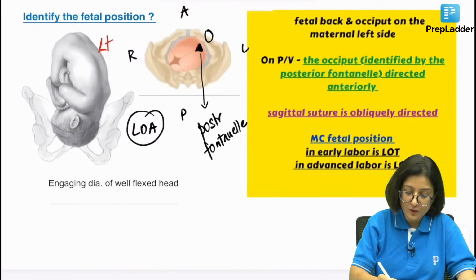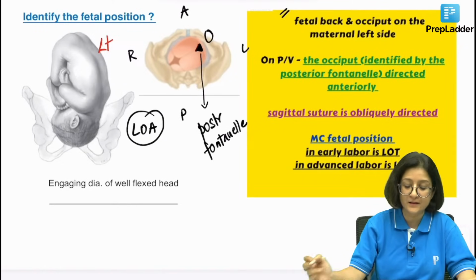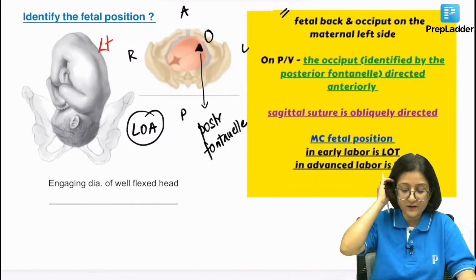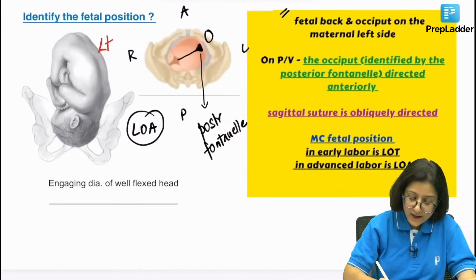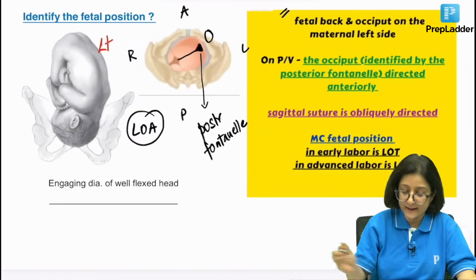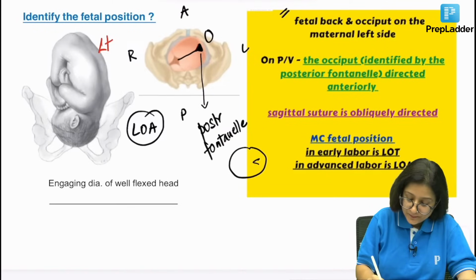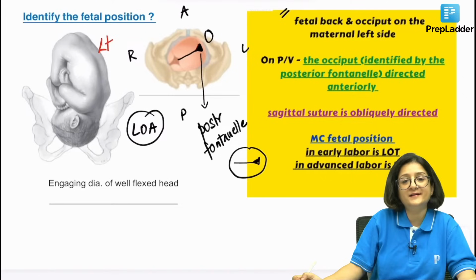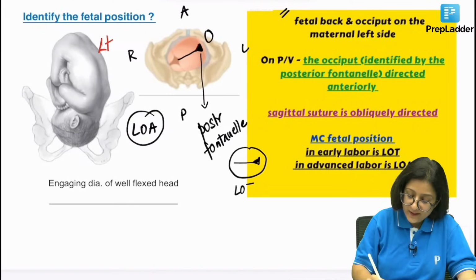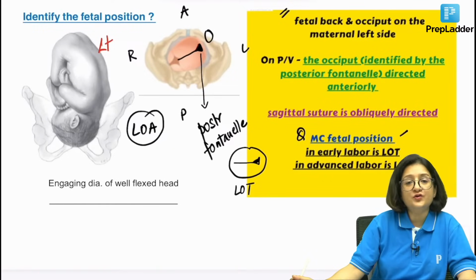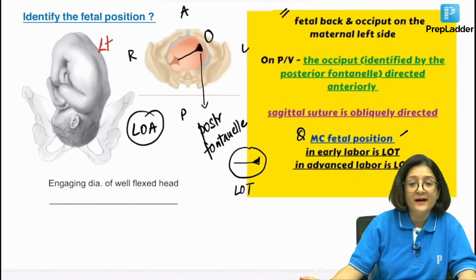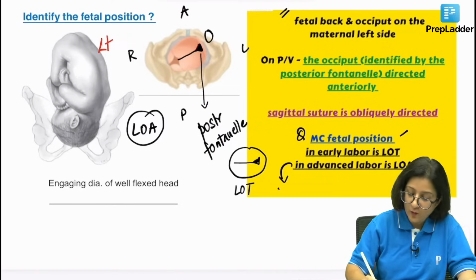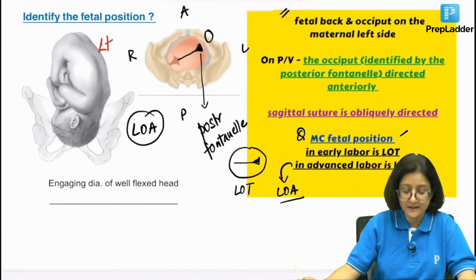The description is also given to you on the right here. So you can see here on PV, the occiput is identified by the posterior fontanelle, and the sagittal suture is directed obliquely. If the sagittal suture was directed transversely, then this would have been left occipito-transverse. Now, the most common fetal position, if they ask you in your exams, in early labor is LOT, and in advanced labors, it is LOA.